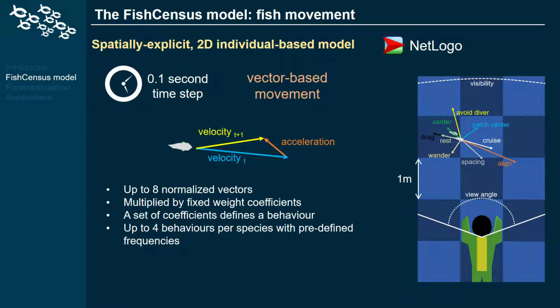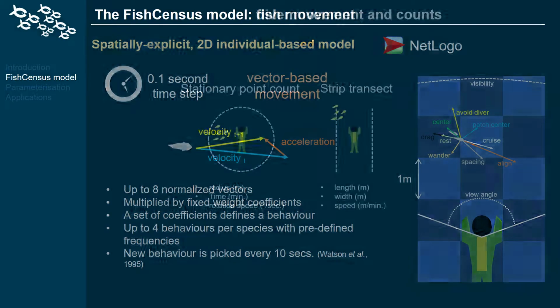Up to 4 different types of behaviors can be defined per species in the model, and we can define behavior frequencies, and every 10 seconds. This interval is arbitrary because there's no external influence on behavior, but it is roughly based on what was used by Watson and colleagues on the Reflex model. Every 10 seconds we get a random pick from the pool of behaviors with the given probabilities.